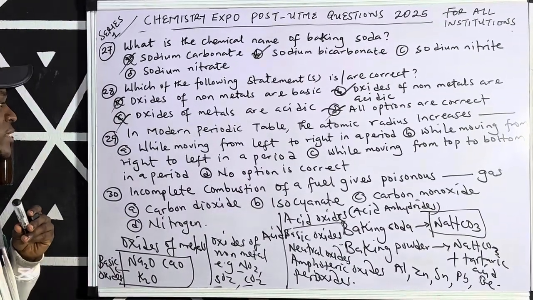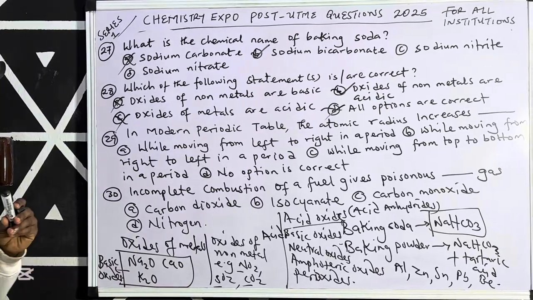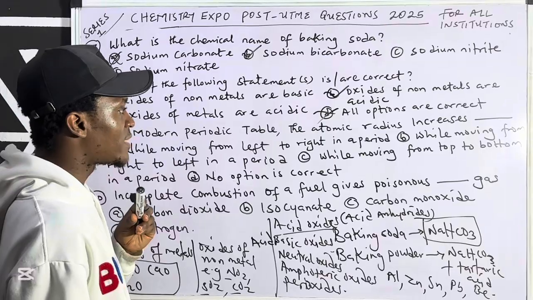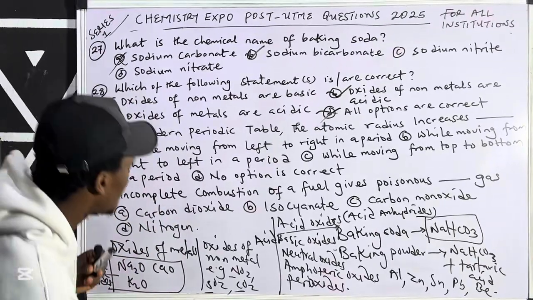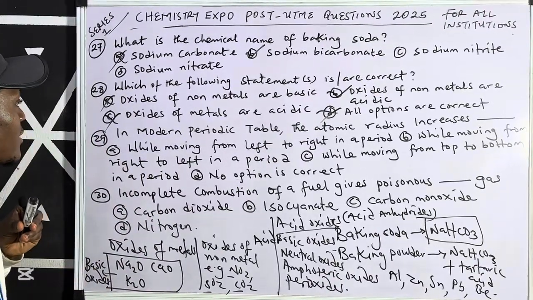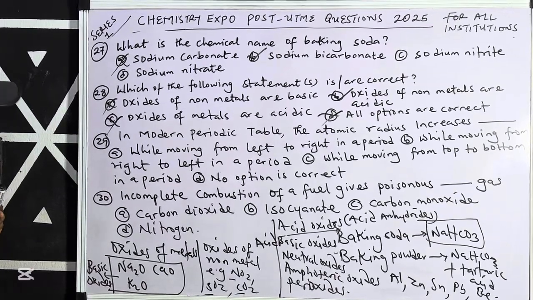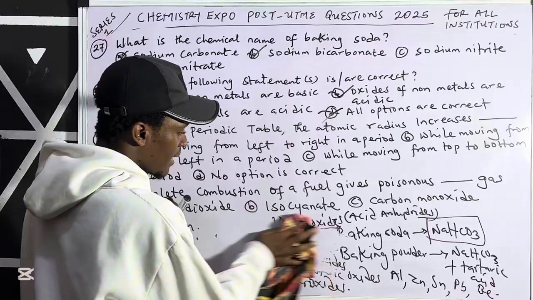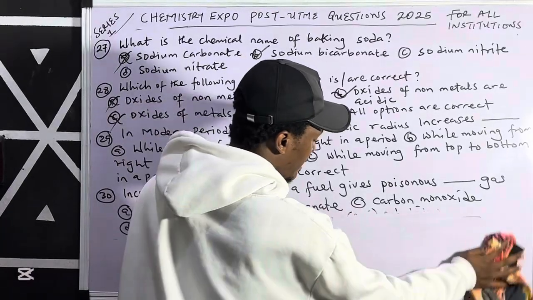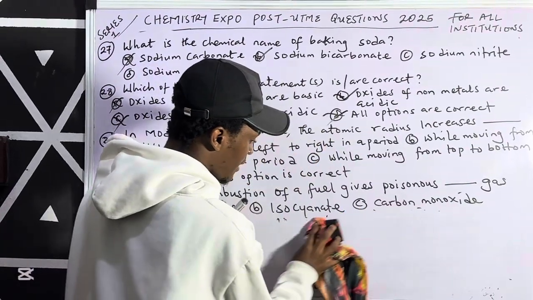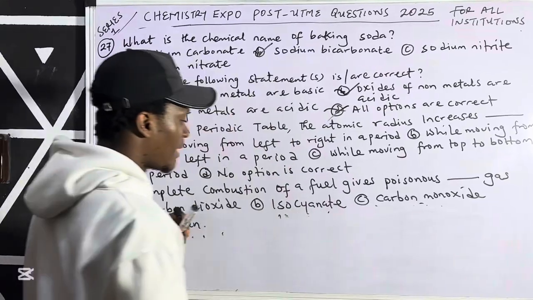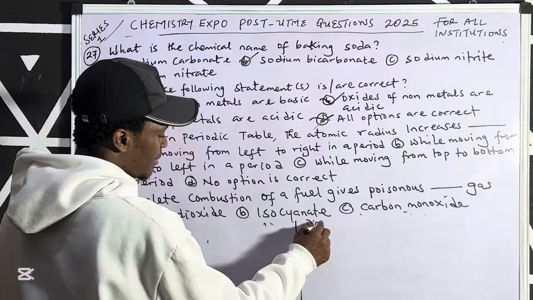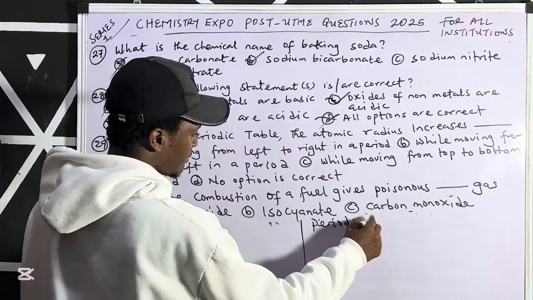Then let's see question 29. Question 29. In modern periodic table, the atomic radius increases dash. Let me analyze this question. Now they are making reference to a particular periodic property of elements, and that is atomic radius. Now, these are the periodic properties of elements. I will enlist them now.